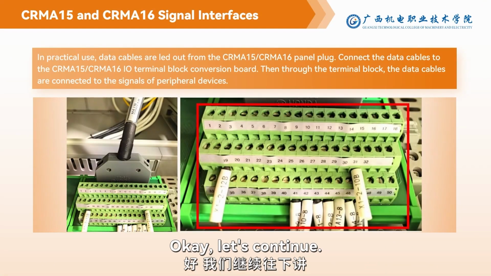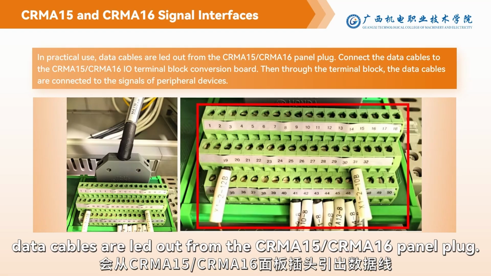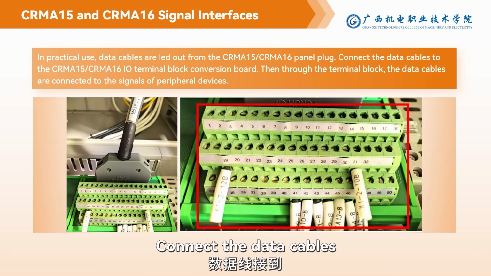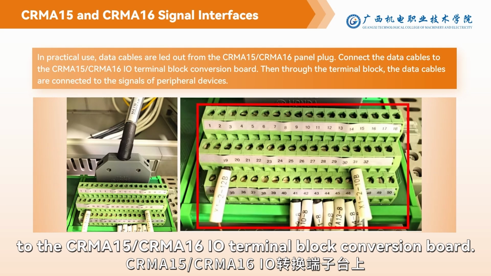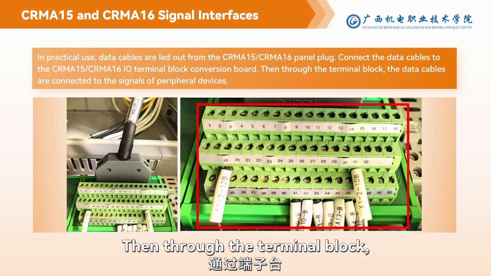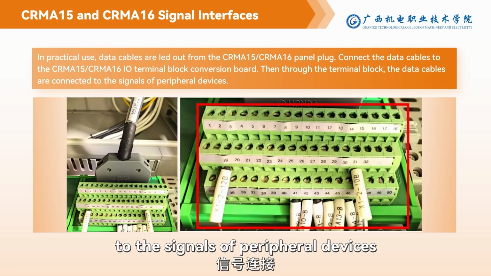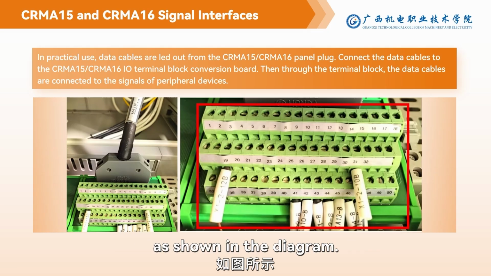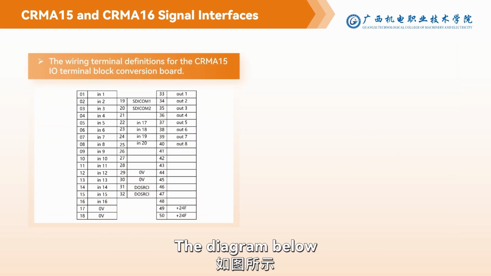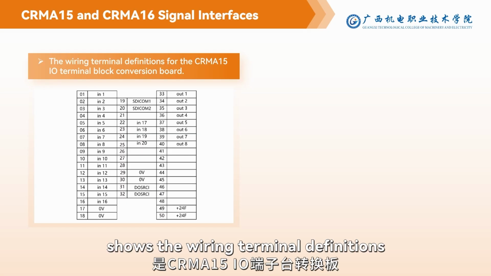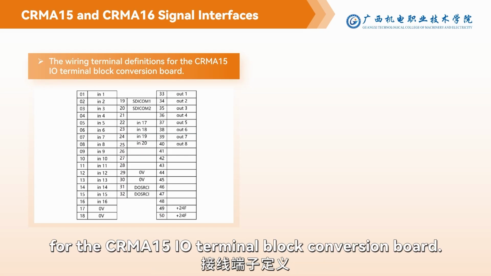Okay, let's continue. In practical use, data cables are laid out from the CRMN15 and CRMN16 panel plug. Connect the data cables to the CRMN15, CRMN16 I/O terminal block conversion board. Then through the terminal block, the data cables are connected to the signals of peripheral devices as shown in the diagram. The diagram below shows the wiring terminal definitions for the CRMN15 I/O terminal block conversion board.